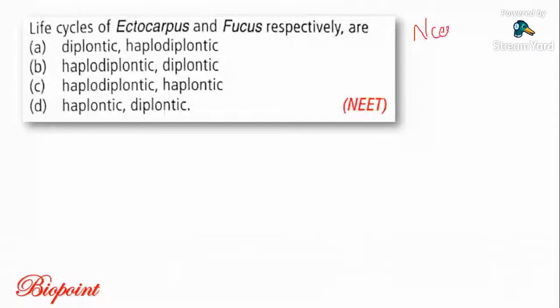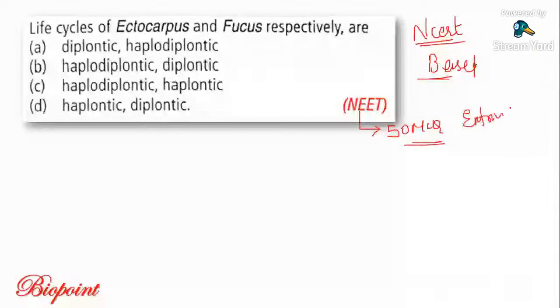Alternation of generation, a completely NCERT-based question. For NEET, this MCQ has been repeated at least 50 times in entrance examinations. Life cycle of Ectocarpus, life cycle of Fucus.